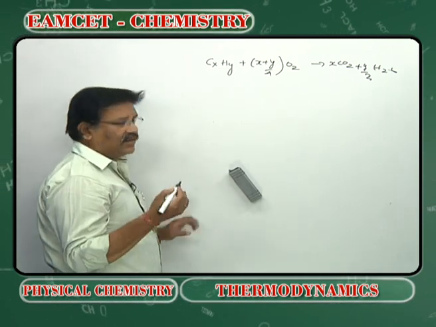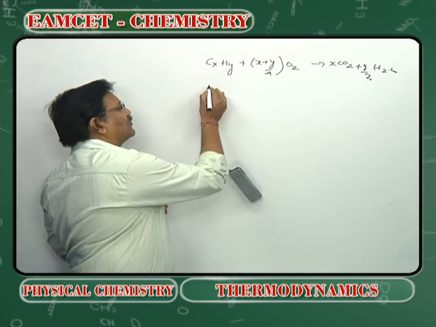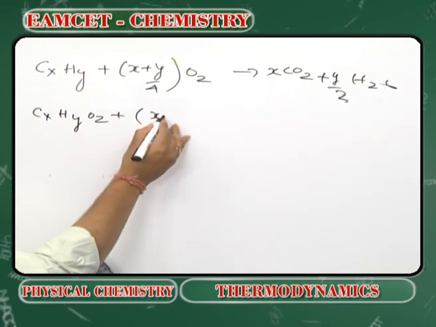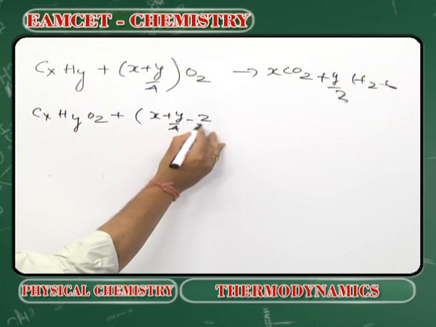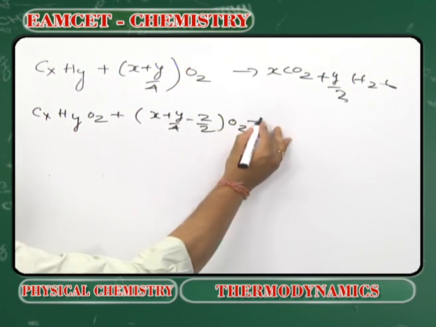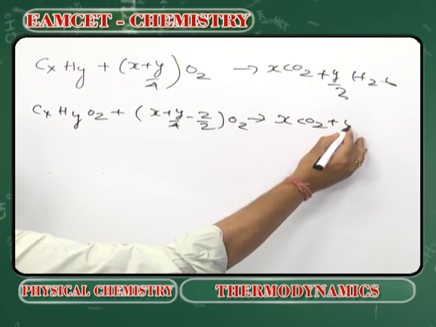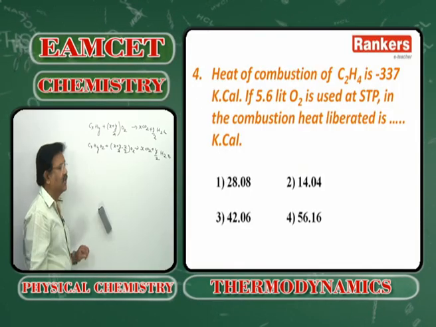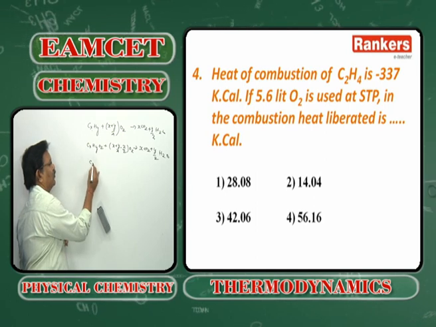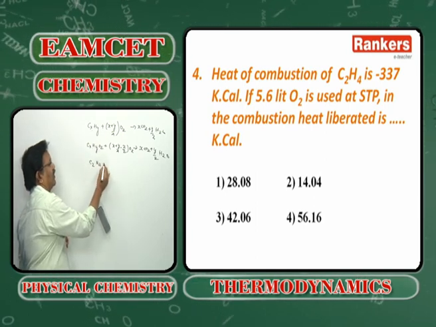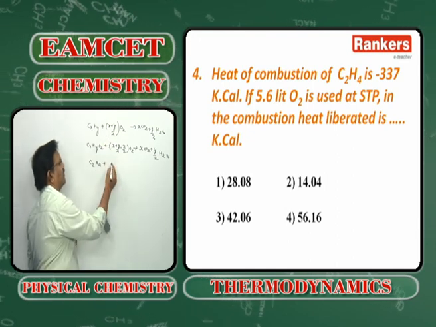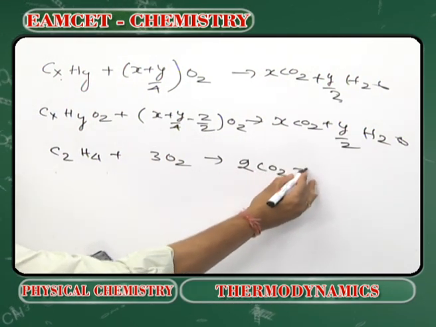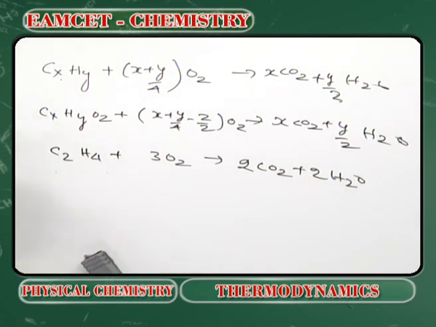Suppose the compound contains carbon, hydrogen and oxygen, what will be the general equation? CxHyOz plus (x plus y/4 minus z/2) O2 will give rise to x CO2 plus y/2 H2O. Now, what is the compound under consideration? Ethylene. In place of x we write 2, in place of y we write 4. Then 2 plus 1, 3 O2 will give rise to 2 CO2 and 2 H2O. This is the equation.